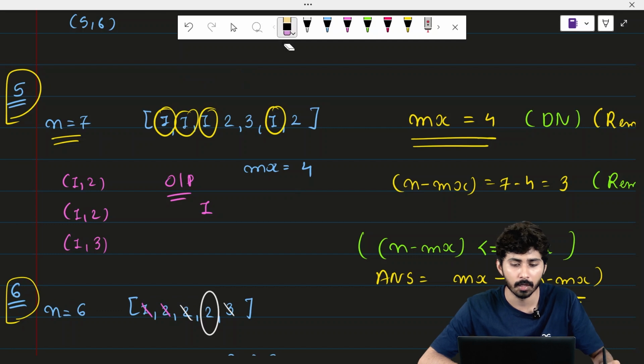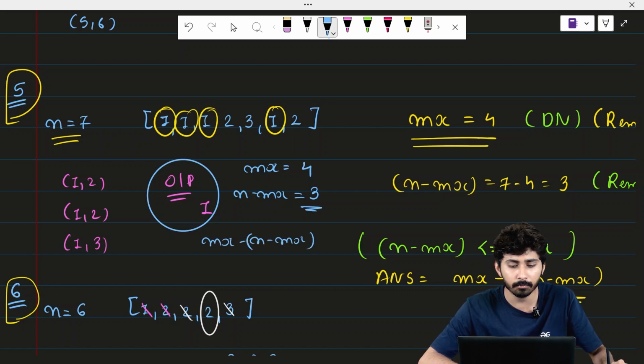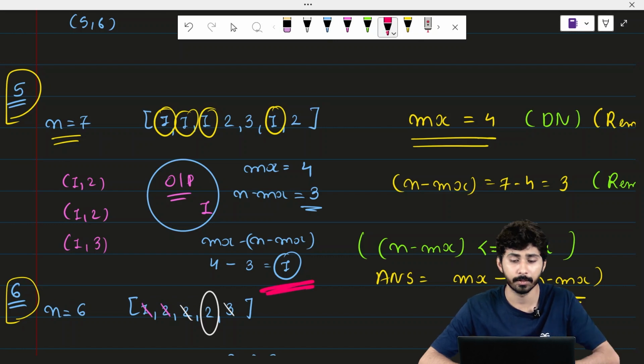So yes, I can observe. Now what about the remaining elements? That is n minus mx. You can see the output is this, and using the formula you'll get the same output. N minus mx, that is 7 minus 4, is 3. So this means 3 pairs can be formed. So can I do mx minus (n minus mx)? That would be 4 minus 3, which is 1. And this is your output. Can you observe? This is your output.